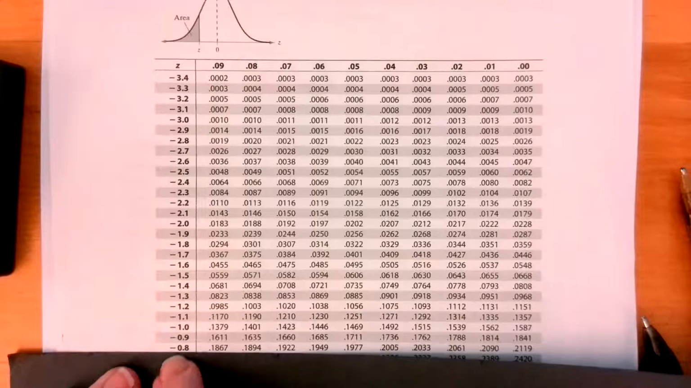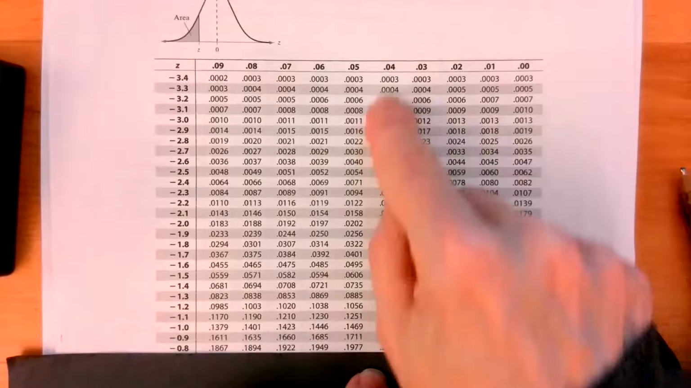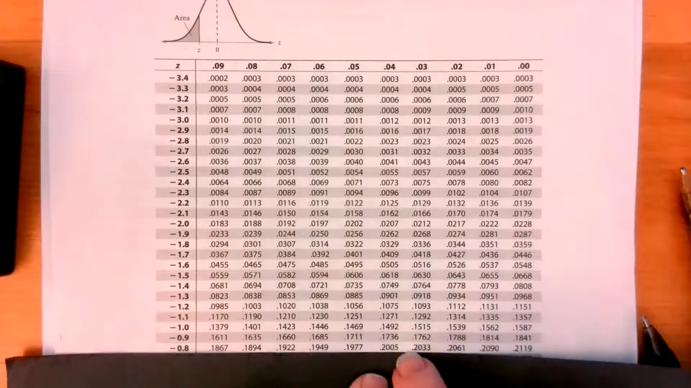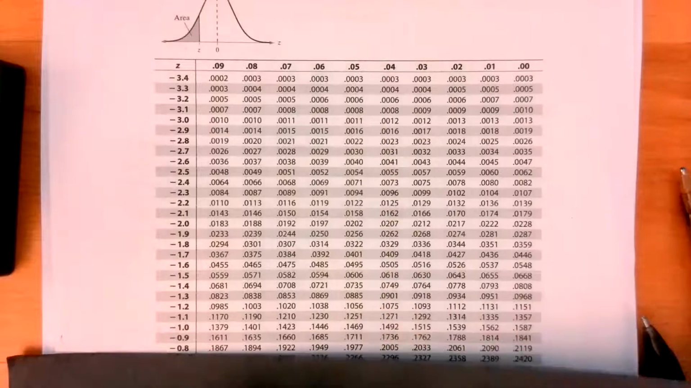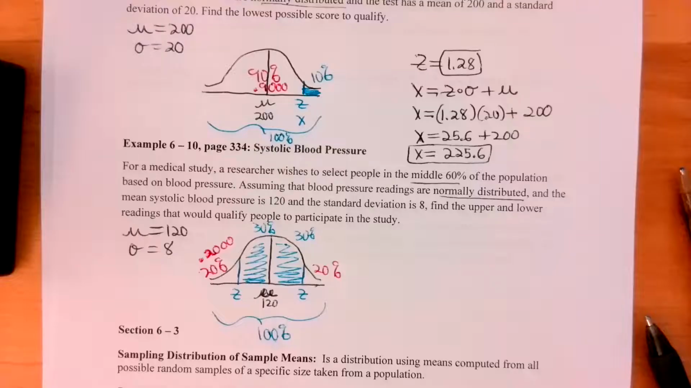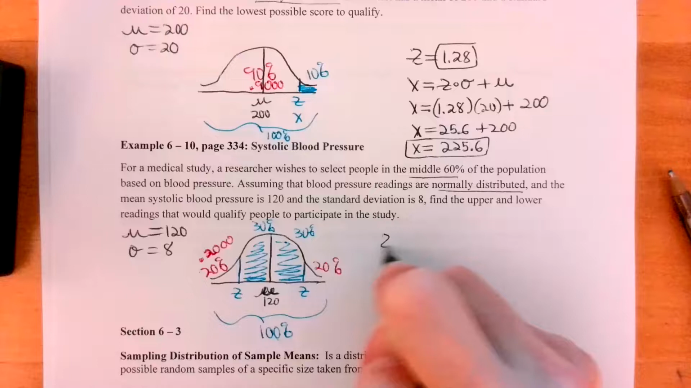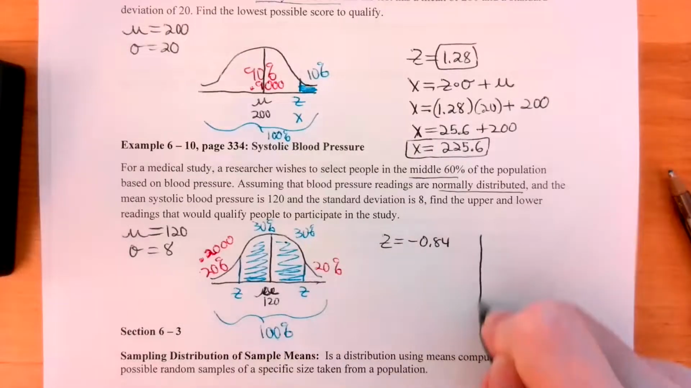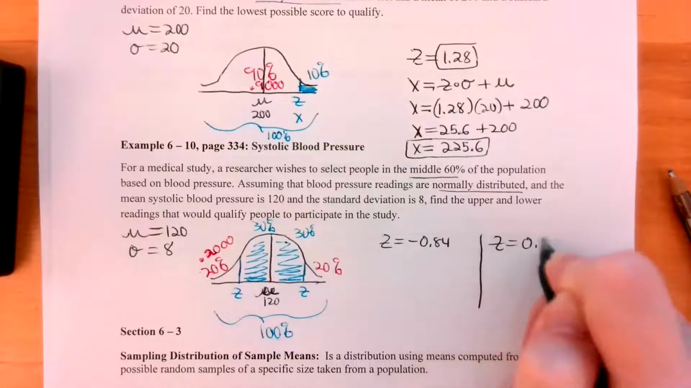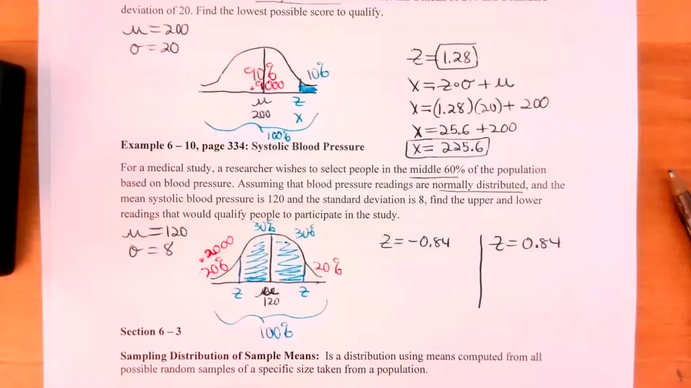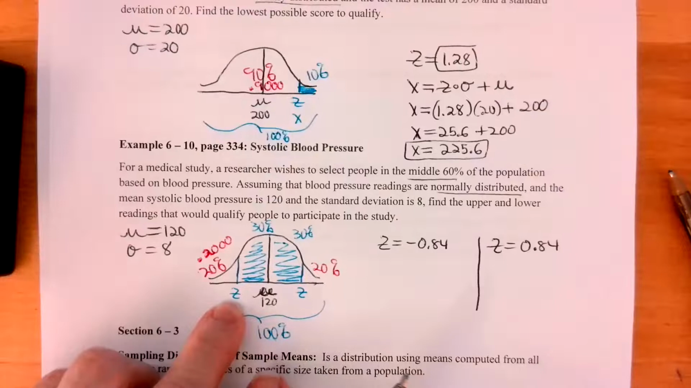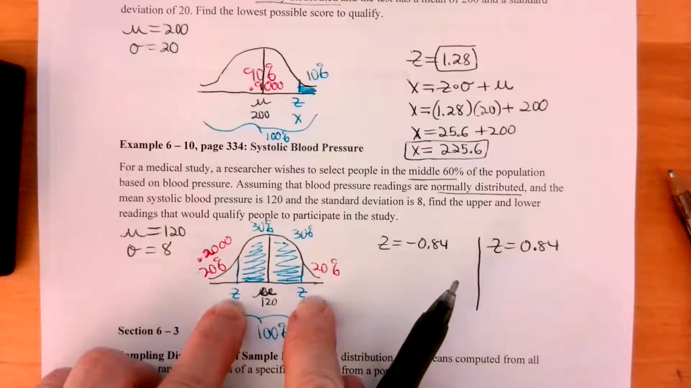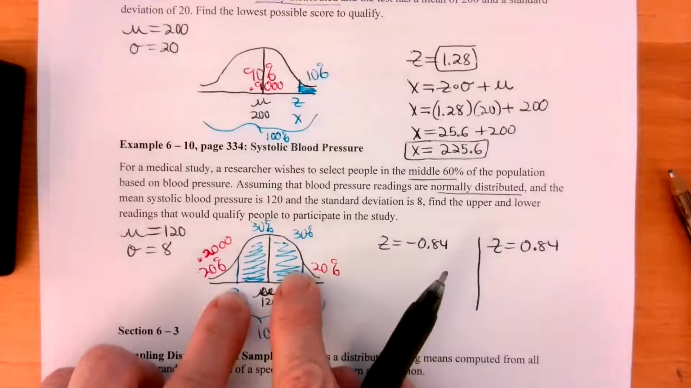So I'm going to use a z-score of negative 0.84. Row negative 0.84. So that's my z-score on the negative side, negative 0.84, but I also need the one on the positive side. So I have to use positive 0.84 because I'm doing this problem twice. I'm finding what's the value for blood pressure that would allow someone to be in the middle 60% and qualify for the study, because maybe you get paid to be in the study.